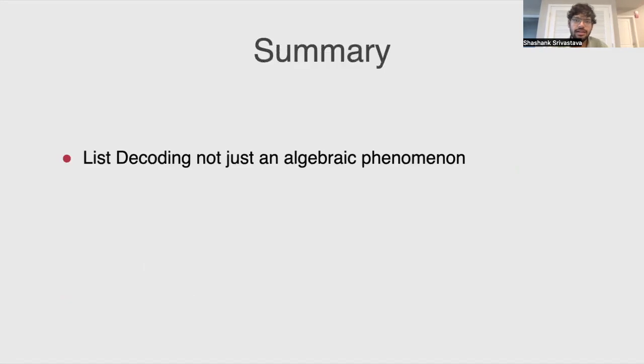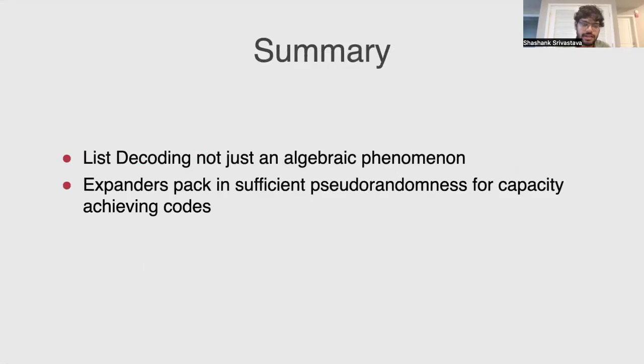So in summary, what our result shows is that list decoding is not just an algebraic phenomenon. In fact, more broadly, what we say is that expanders pack in sufficient pseudo-randomness for applications such as constructing list decoding capacity achieving codes. So before this, it wasn't clear whether existing pseudo-randomness primitives like expanders can achieve such properties, or is list decoding just a stronger pseudo-randomness property?